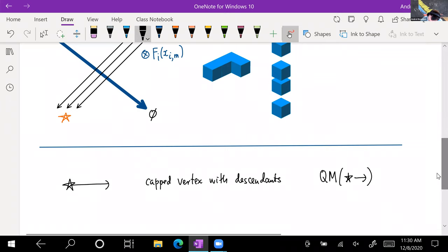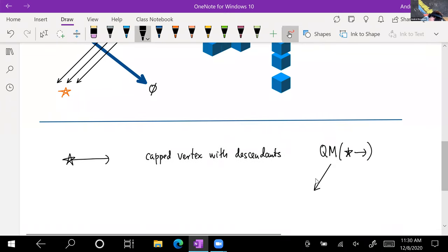And this space has two evaluation maps. It has an evaluation map at zero, and this goes to the stack, and it has an evaluation map at infinity, and that goes to X itself. So this makes the stack and the X talk.